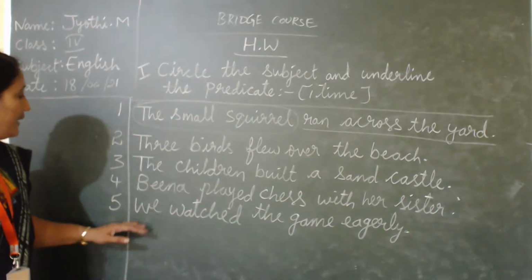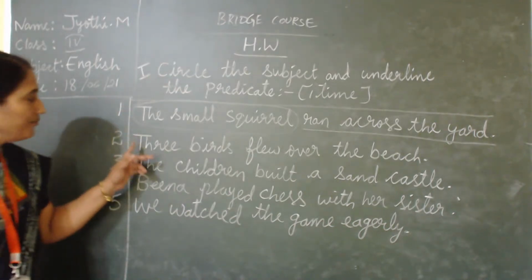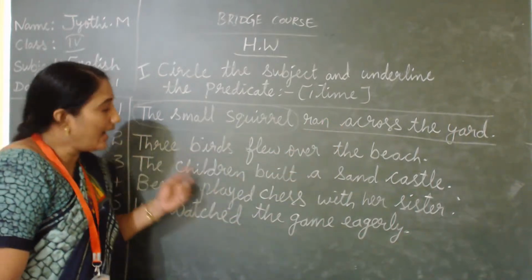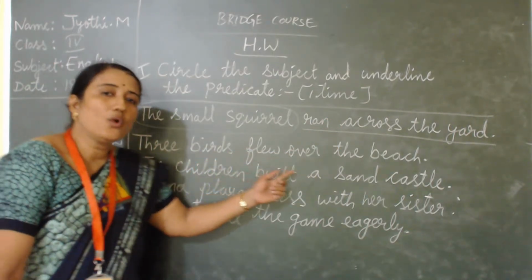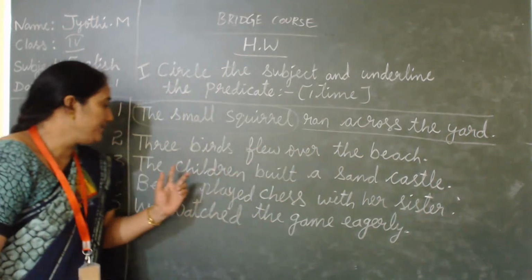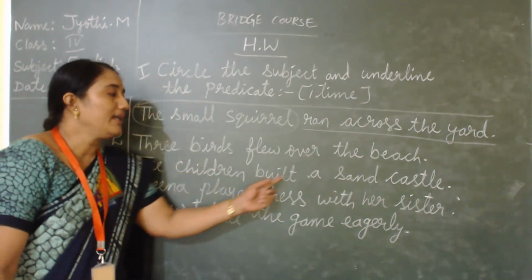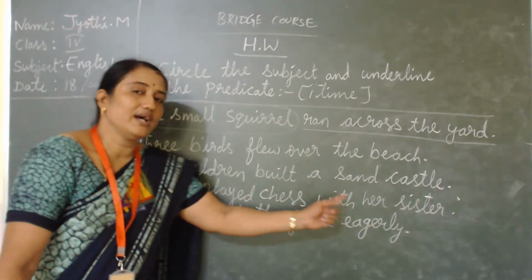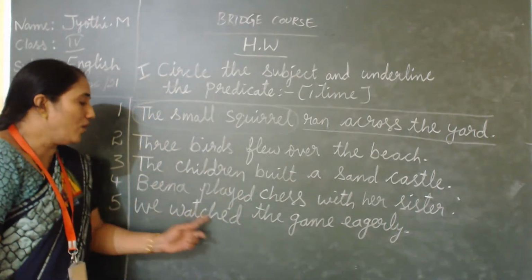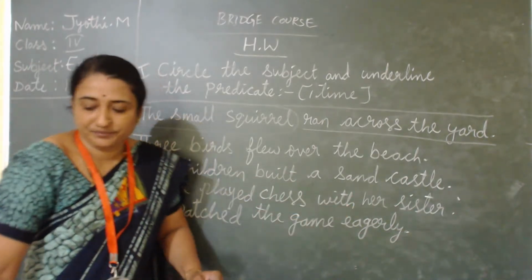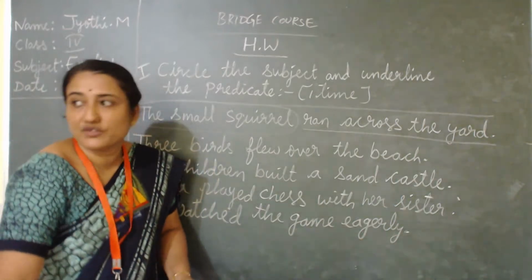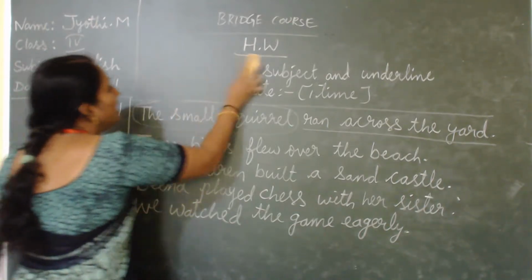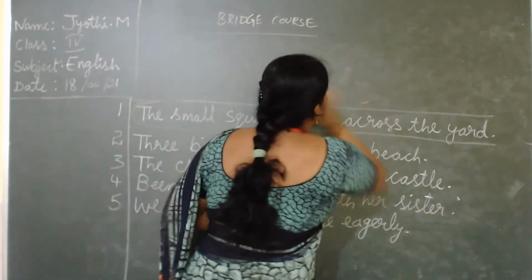Some more I give you, still three more questions are there. First you take down. The small squirrel ran across the yard. Three birds flew over the beach. The children built a sand castle. Veena played chess with her sister. We watched the game eagerly. Three more questions I am going to give you, children. You have to just circle the subject and underline the predicate.